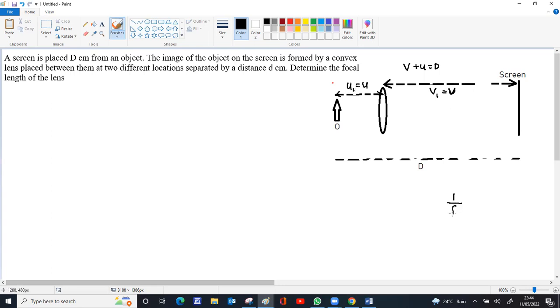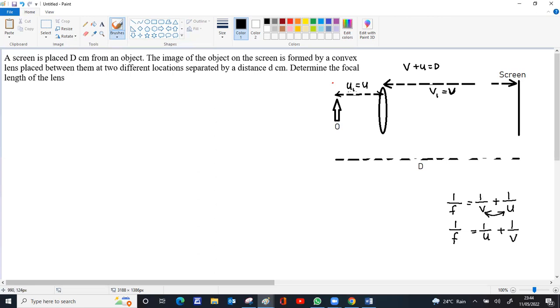1 by f equals 1 by v minus 1 by u. Applying sign conventions, it will be 1 by v plus 1 by u. Here u is the object distance, v is the image distance. Without changing the lens, same focal length, without changing the total distance, you can have this to be 1 by u plus 1 by v. That means the object distance and image distance can be interchanged to satisfy the same thing.